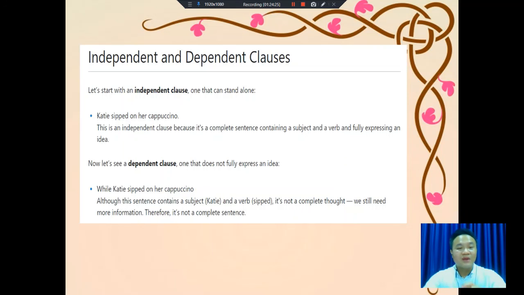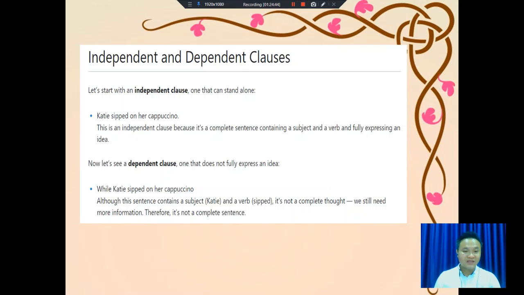Now, number one, an independent clause means one that can stand alone. Okay, it has meaning. For example, Kathy sipped on her cappuccino. Now, this is an independent clause because it's a complete sentence. It has a subject, it has a verb, and it expresses a full idea.